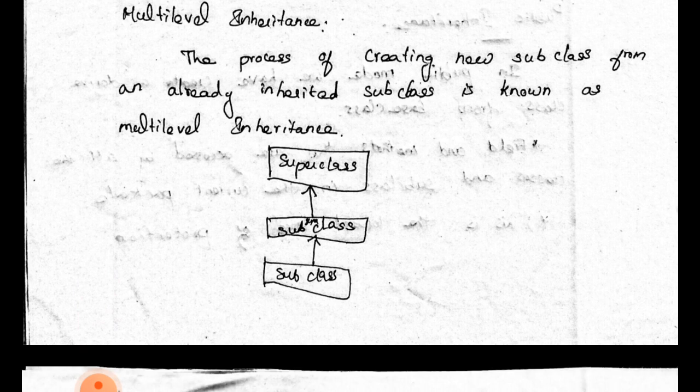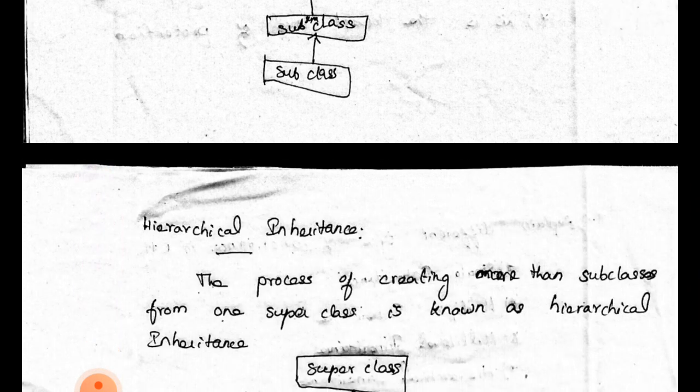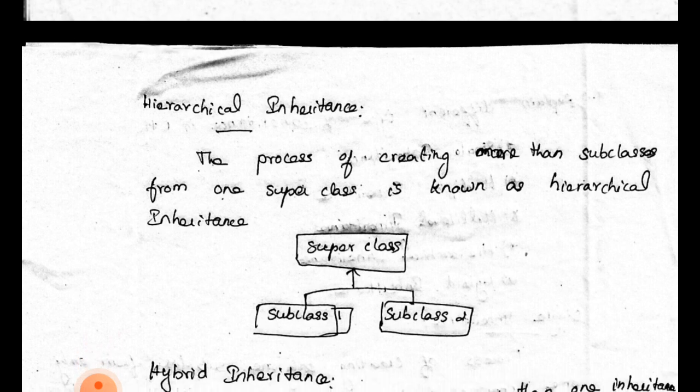Then multi-level inheritance. Multi-level means we can create a new subclass from an already inherited subclass. Creating a new subclass from another inherited subclass is known as multi-level inheritance. Then hierarchical inheritance. Hierarchical inheritance means creating more than one subclass from one superclass. We can create many subclasses from one superclass, and this is called hierarchical inheritance.